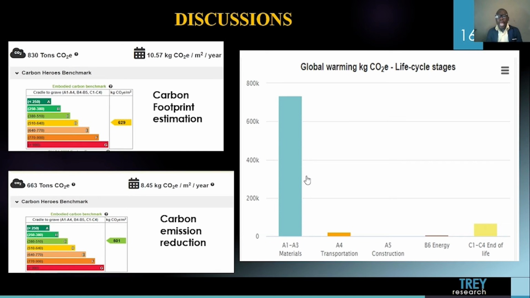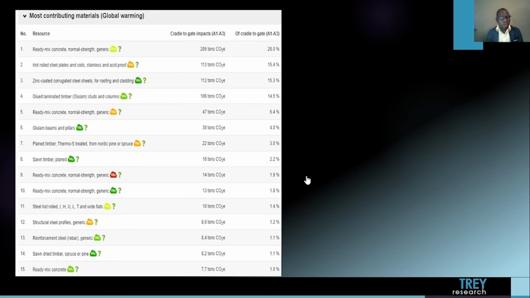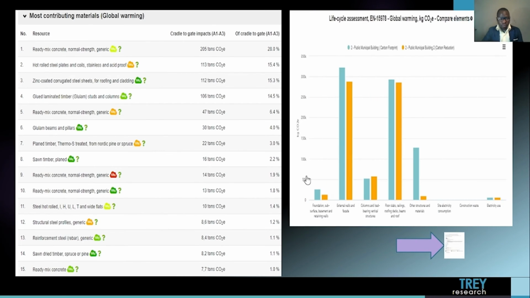So this BIM LCA approach helps us to determine the embodied carbon in construction. It assists us to know which of the construction stages contribute mostly to global warming, and it helps us to know which of the construction materials contribute mostly to CO2 emission. As we see from these results, we see different stages of CO2 emission and materials with high CO2 content. So this approach will help us to select material with low carbon content.